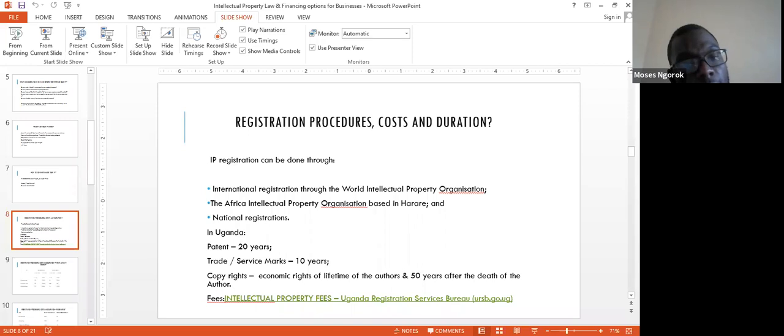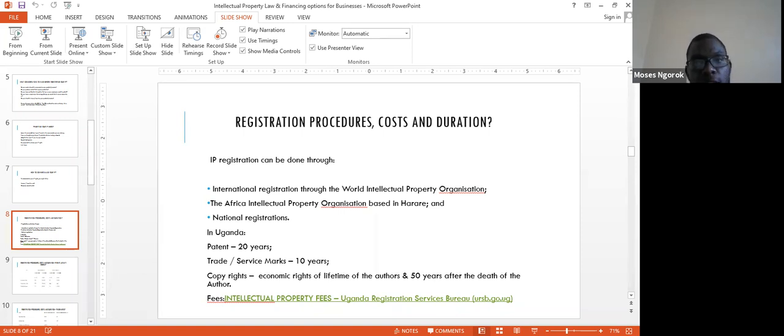They signed the protocol, meaning that if you register there, you can enjoy the easy process of registration in 15 other countries, give or take. So that's really it in terms of registration. To reiterate, it's international, regional, and national.